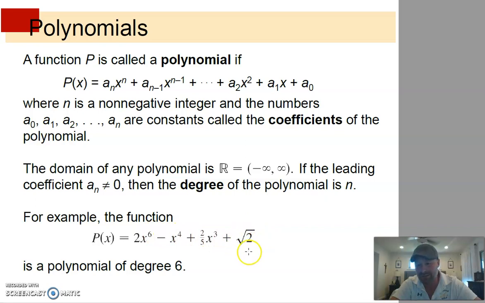Degree, there's no degree here because there's no variable. Degree, third degree. Degree, fourth degree. Degree, sixth degree. So this is a sixth degree polynomial.